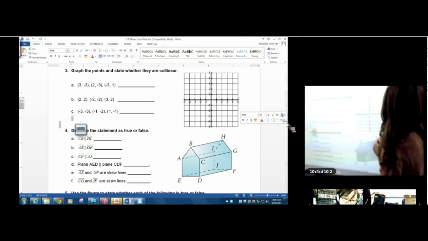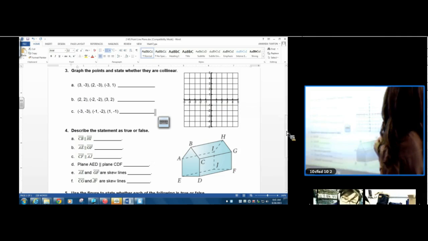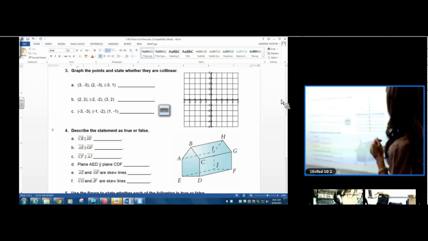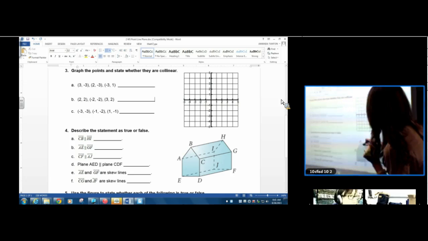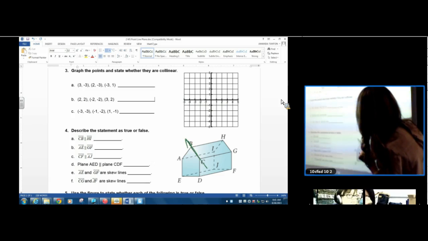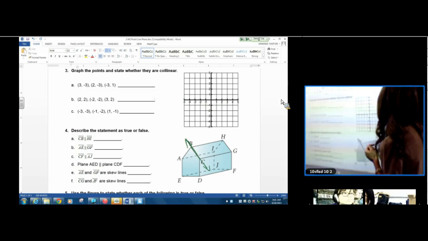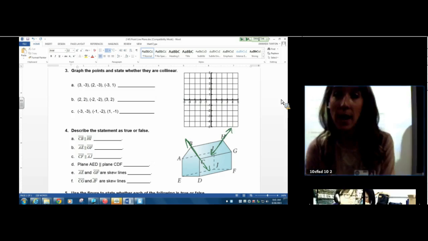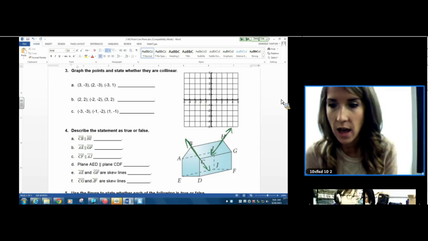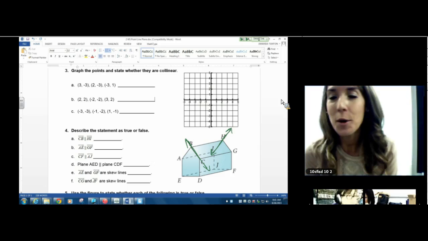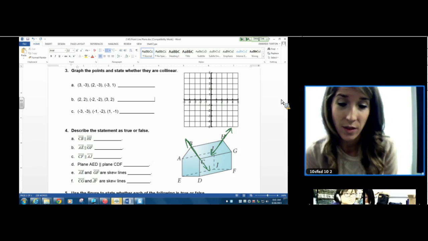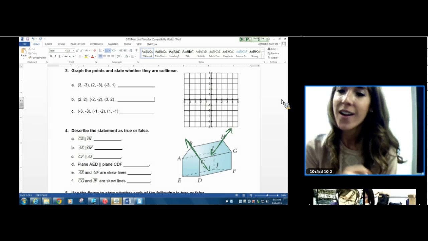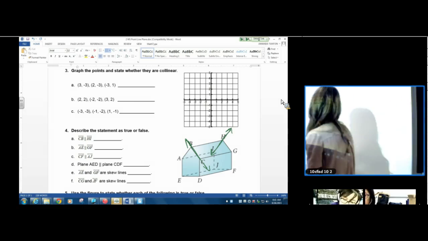4A. Describe the statement as true or false. Does not want to let me scroll. Okay. CB is parallel to HI. CB is parallel to HI. So parallel lines are coplanar lines that do not intersect. Those are not coplanar. Those are not in the same plane. I could not put a plane through those. So you're right, those are not parallel, they're skew. So that's why that one is false.